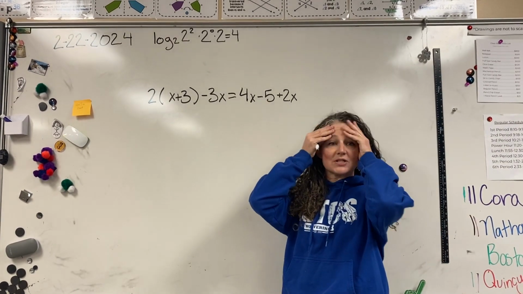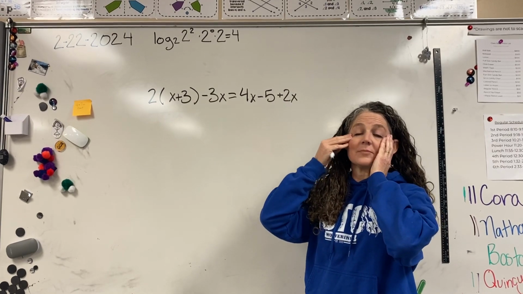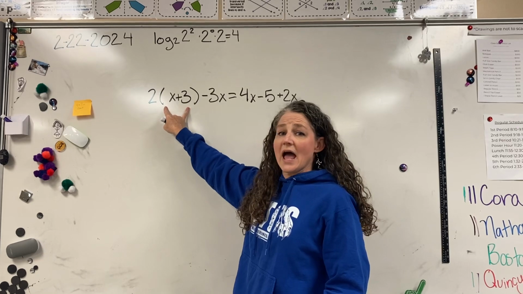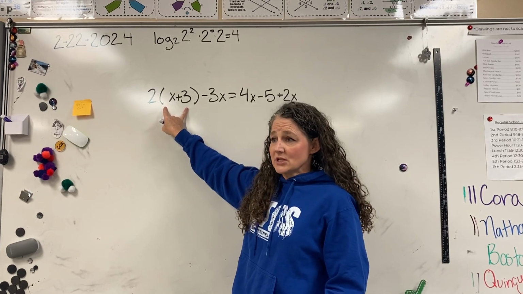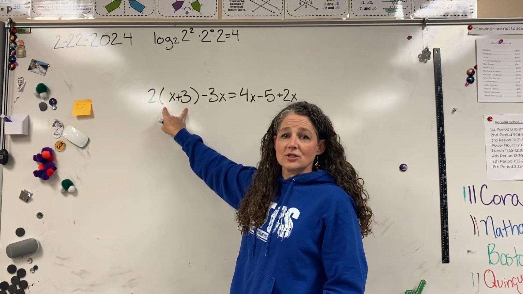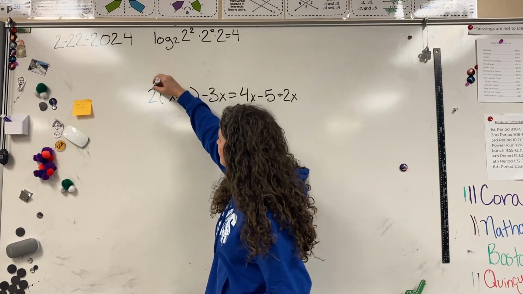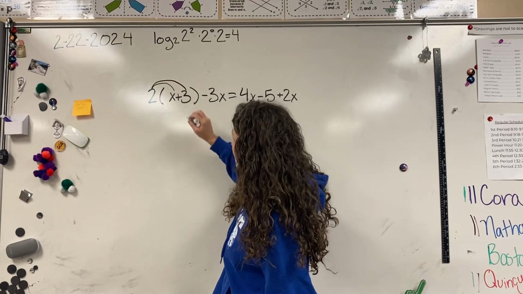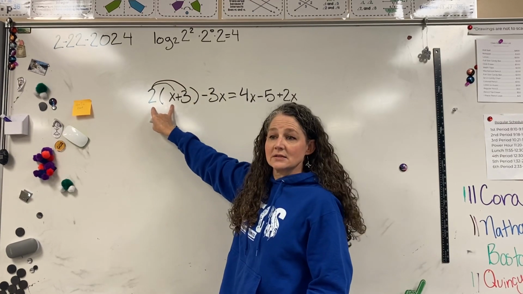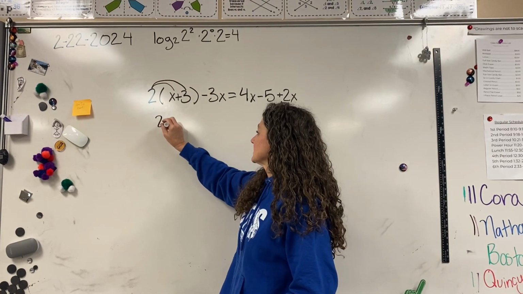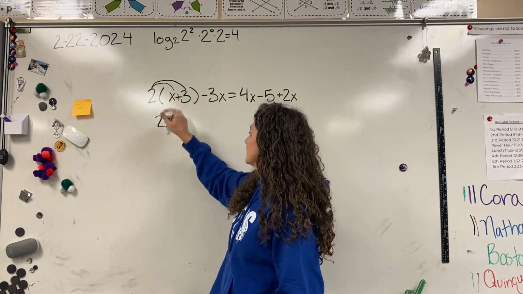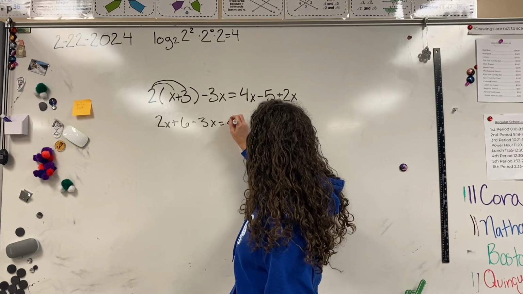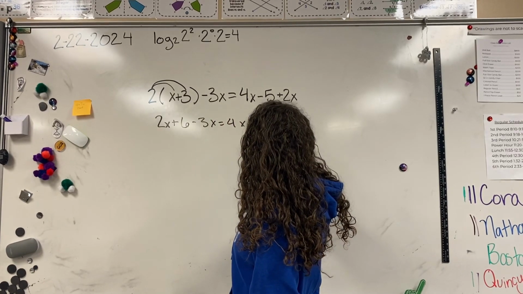What does order of operations tell us to do first, Tayson? Parentheses. Can I add x plus 3? Please do not add x plus 3. Some of you are still trying to add things that are not like terms. They don't add. But I can multiply this 2 through. And the 2 goes through everything. So what's 2 times x? 2x. What's 2 times 3? 6. Minus 3x equals 4x minus 5 plus 2x.